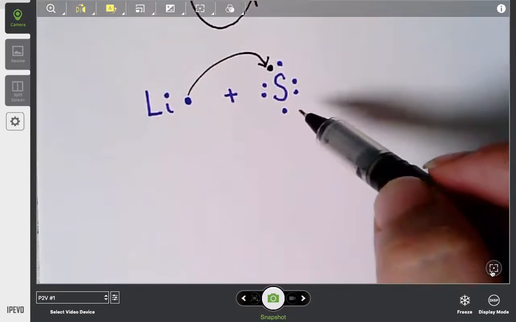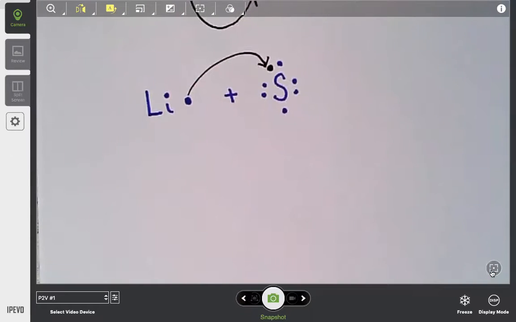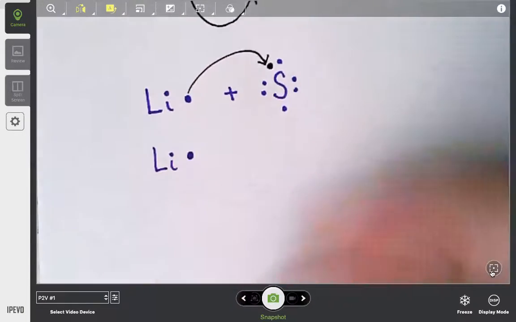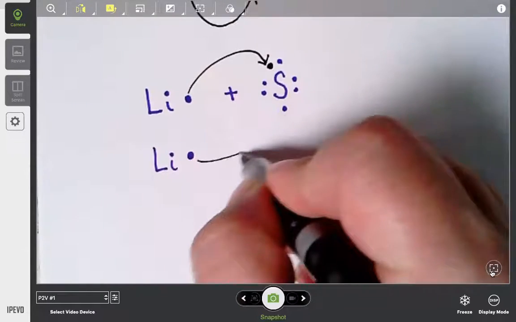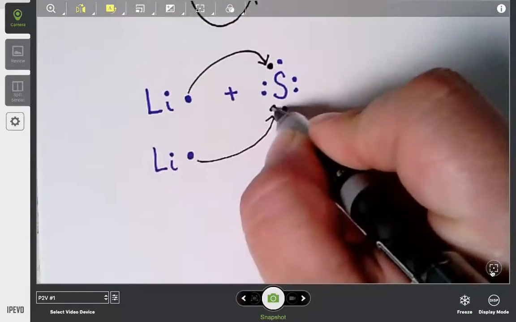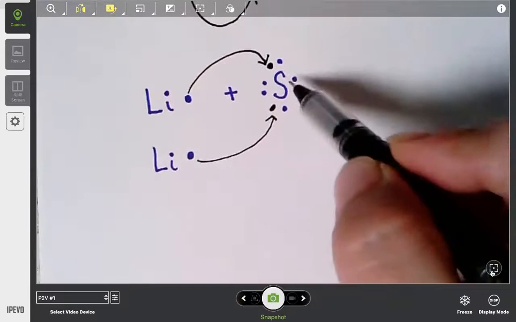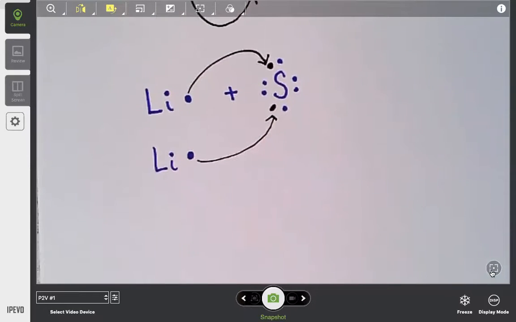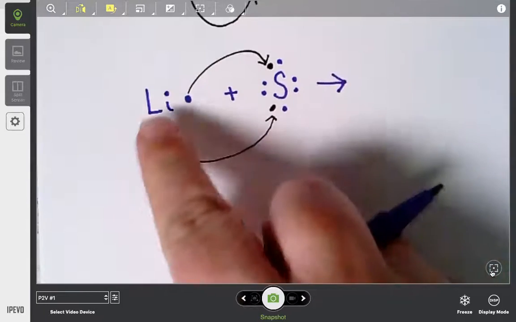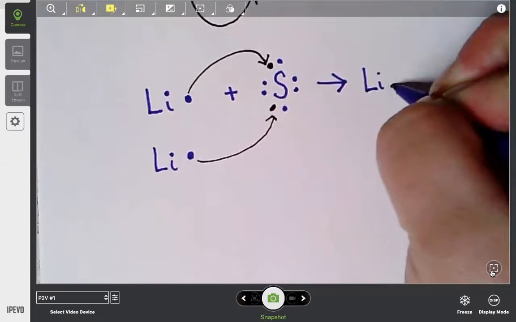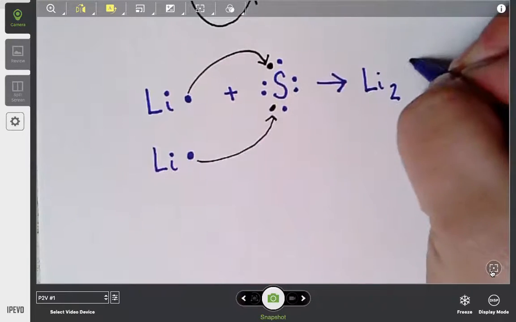Remember, that doesn't rhyme with great. So it's going to take more than 1 lithium to make sulfur stable. So I'm going to have 2 lithiums. And then this lithium also gives away its electron. Now I have 2 lithiums that are stable. They gave away the electrons they needed to. And I have 1 sulfur that is stable because it got the electrons that it needed. So when I draw this one out, I have to indicate that there's not 1, but 2 lithiums. So I put Li2 and then S.